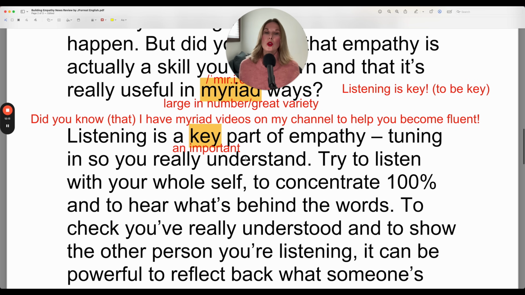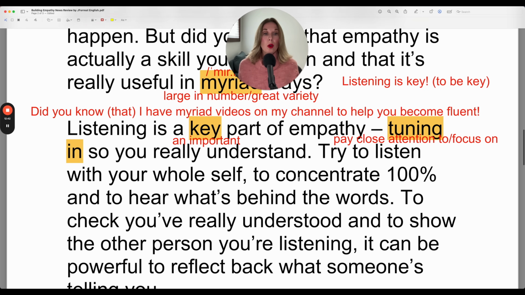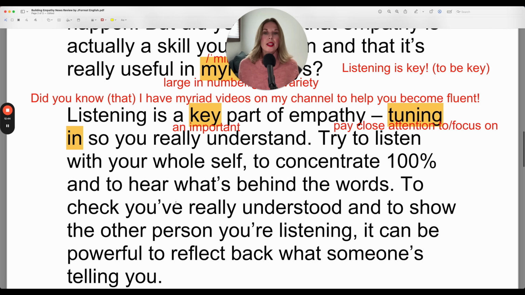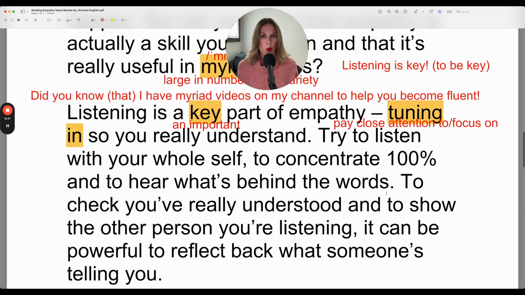Tuning in so you really understand. Let's take a look at tuning in. This is a phrasal verb, to tune in. In this context, tune in means to pay close attention to or to focus on. So when your friend is talking, you should tune in, pay close attention, focus on your friend so you really understand. Try to listen with your whole self, to concentrate 100% and to hear what's behind the words.